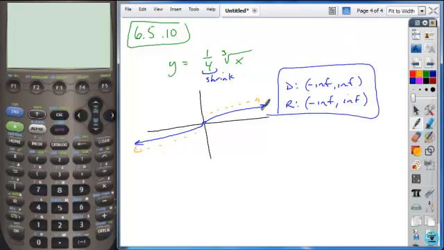And anytime you're dealing with cube roots, the domain and range are always going to be all real numbers, from negative infinity to positive infinity. That's true for all of the cube roots that you're doing in this chapter or this section.